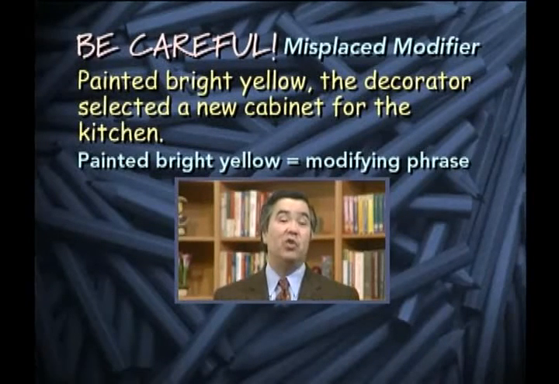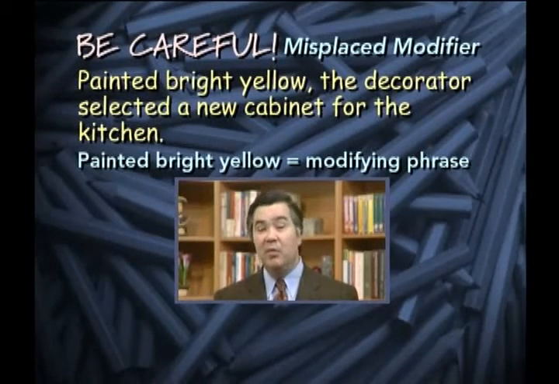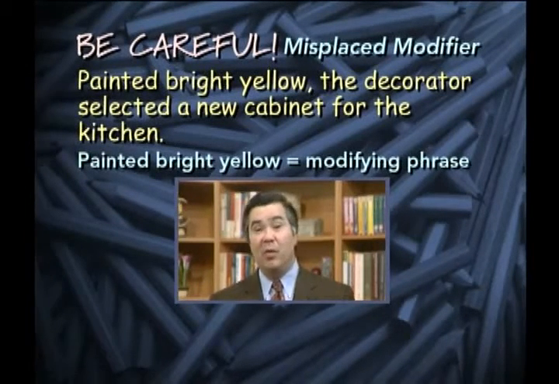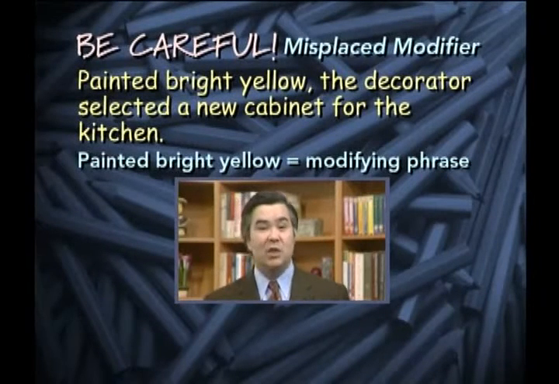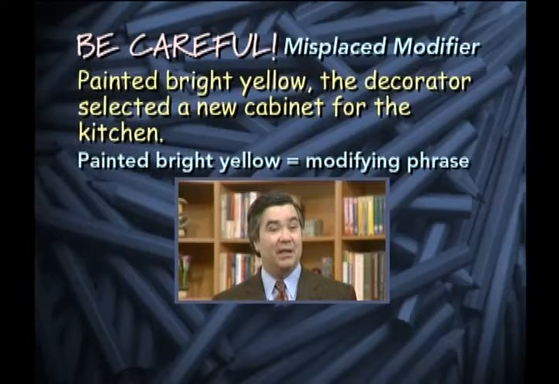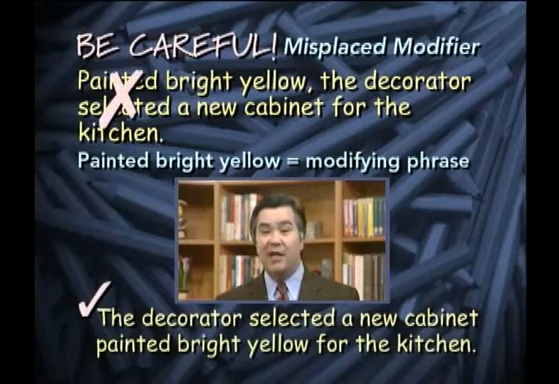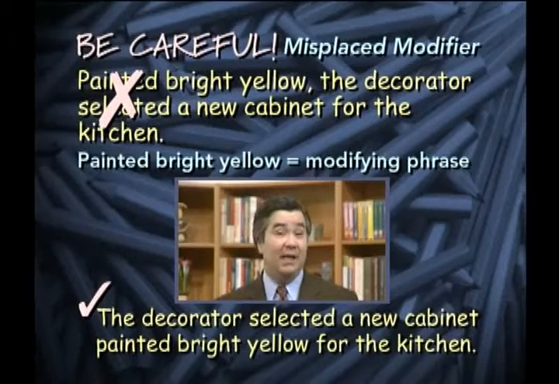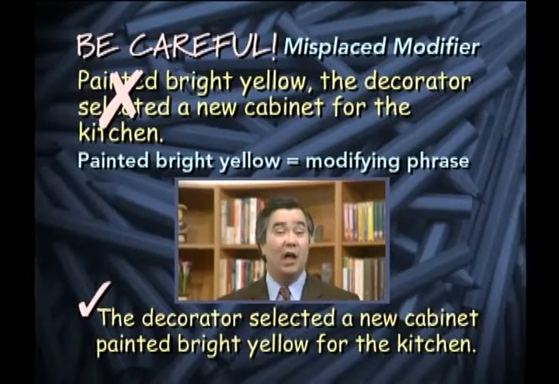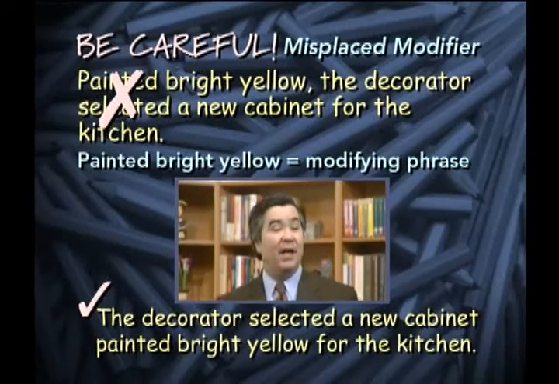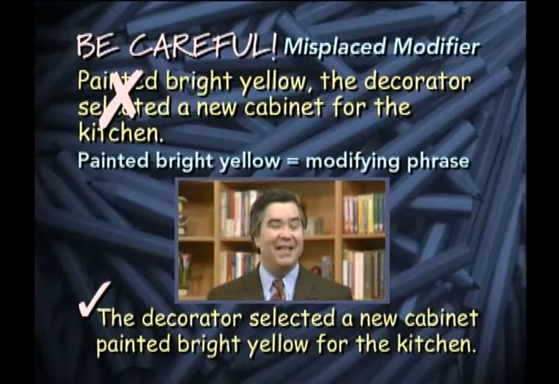Now, how do you correct a misplaced modifier? The easiest and usually the best way to correct it is simply to move the modifying phrase or clause so that it is next to what it modifies. So to correct this sentence, we would want to move the words painted bright yellow and put them next to the cabinet. The sentence could then read, the decorator selected a new cabinet painted bright yellow for the kitchen. And that would be a simple, easy, and perfectly correct way of rewriting this sentence. So the normal solution for a misplaced modifier is simply to move the modifier so that it is next to what it's supposed to be modifying.